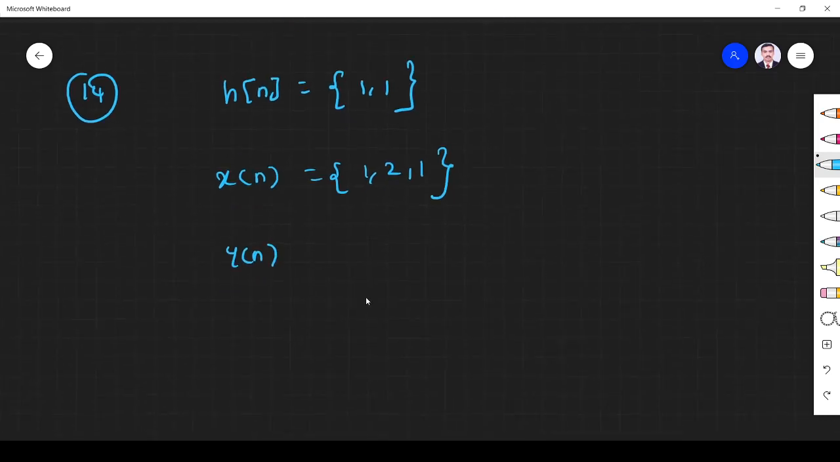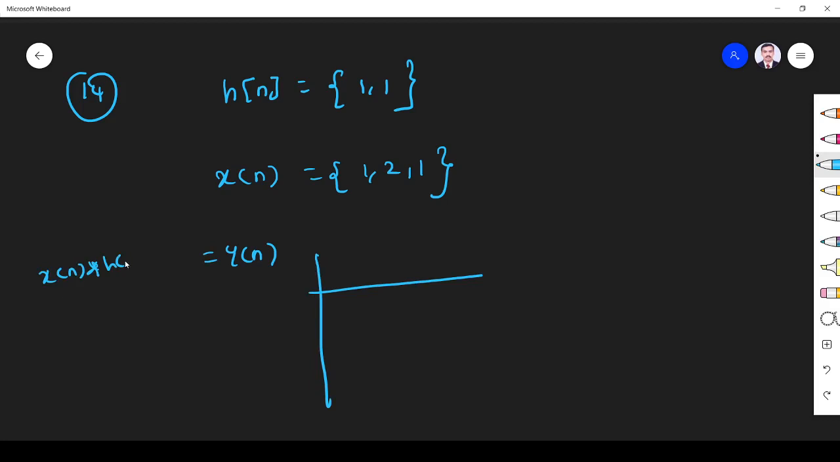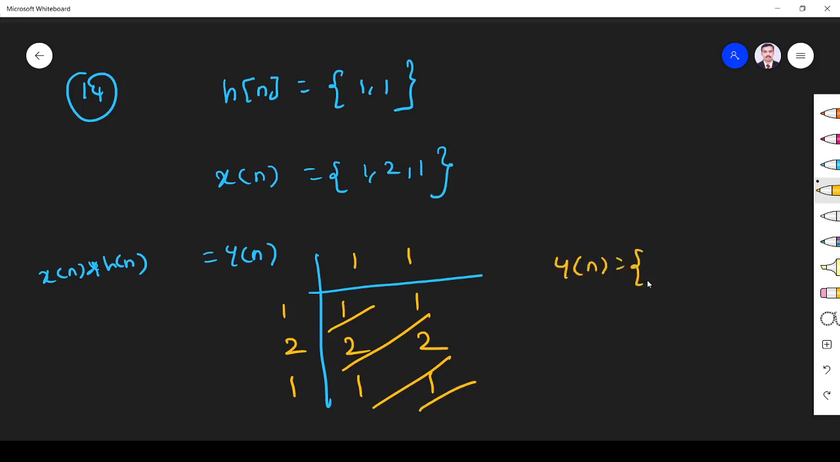What is y of n? We find the convolution: y of n is equal to x of n star h of n. I have taken some input for x of n, and h of n is what we found. So x of n star h of n, with 1, 1 and 1, 2, 1: you see 1, 1, 2, 2, 1, 1. So what is coming? 1, 3, 3, 1. So y of n is 1, 3, 3, 1.